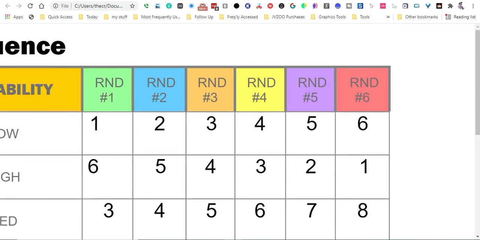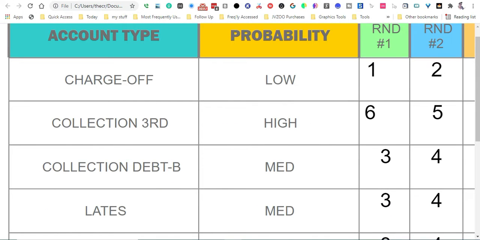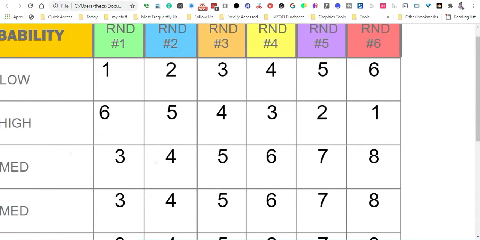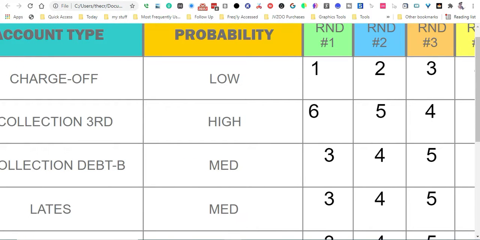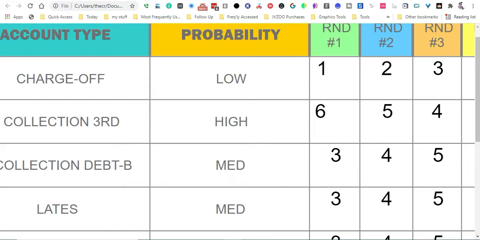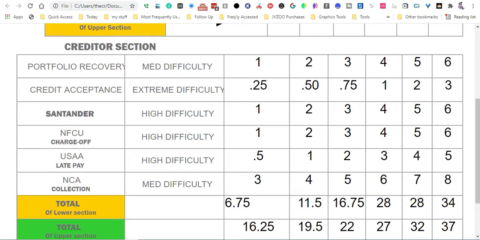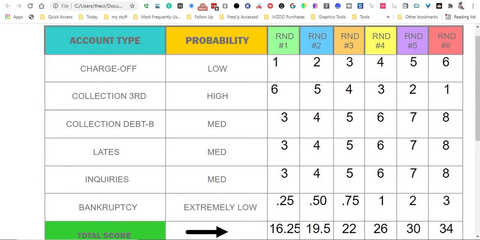Okay. Now, in contrast, your probability to remove a third-party collection, like a medical collection, utility, and so forth, is going to be really high. And your highest probability of removal is going to be at round number 1 with a 6, okay? So you understand how this works? All right, and again, we're also going to go over our creditors. We have a whole creditor section down here at the bottom with portfolio recovery, credit acceptance, Santander, NFCU, USAA, and NCA.